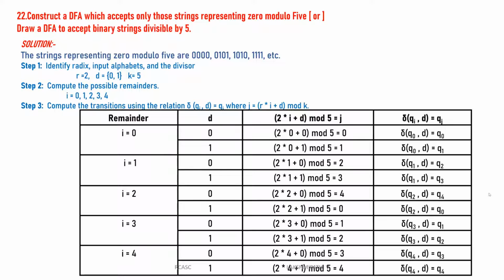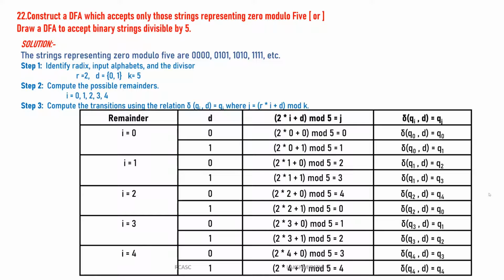Then once again, i is equal to 2, and d is 0 or 1. We take 2 into 2 is 4. 4 plus 0 is 4 only. Then modulo 5, 4 modulo 5 is 4 only. Then Q2 of 0 is equal to Q4.